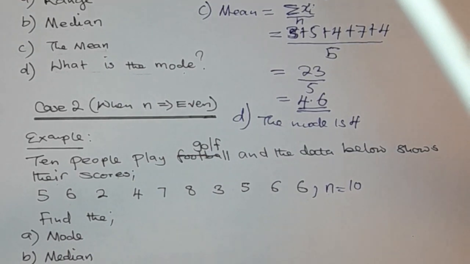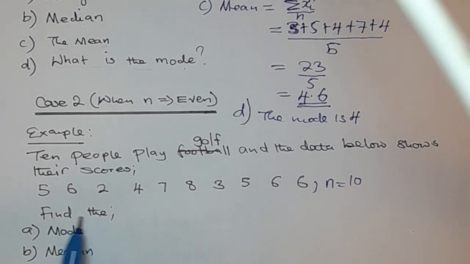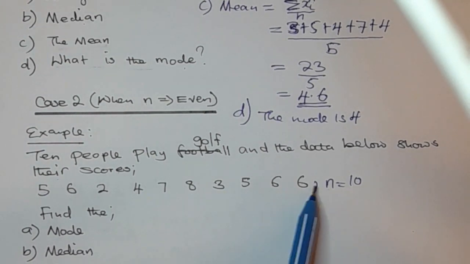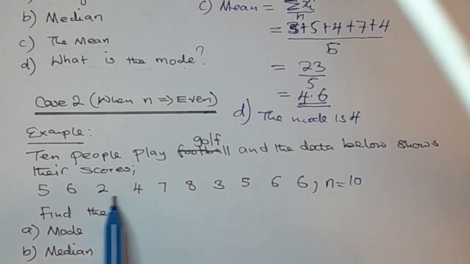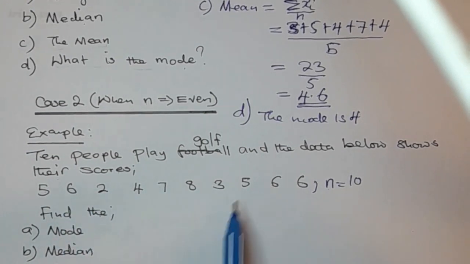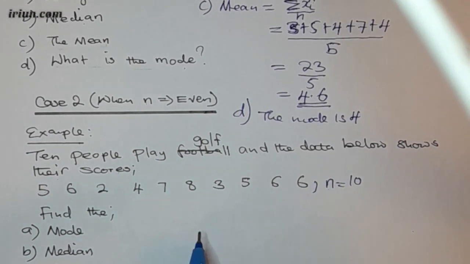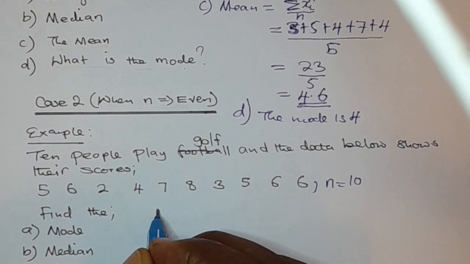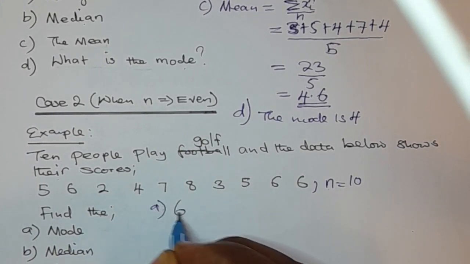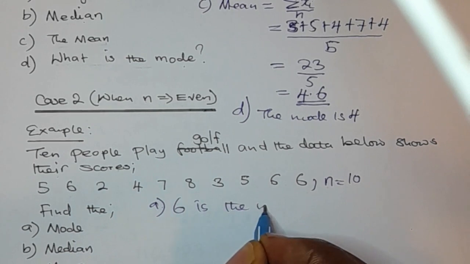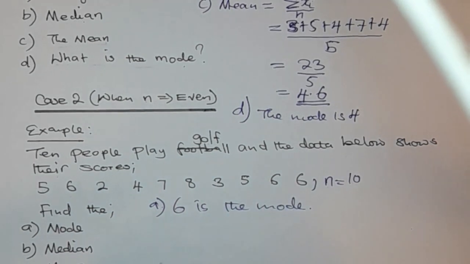Now they want you to find the mode. So the mode is the most appearing number here. What is the most frequent number here? So you can see that you have 3 6s. Since 6 is appearing more times than any other number, it means that 6 is the mode.